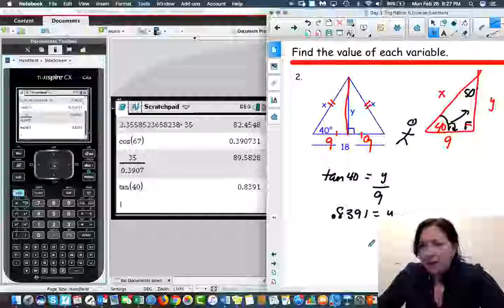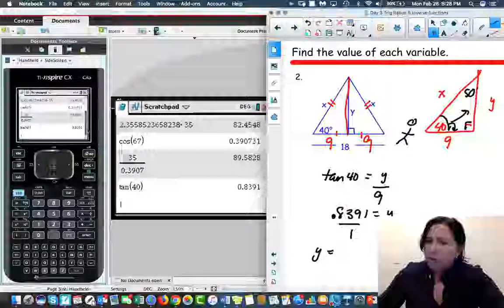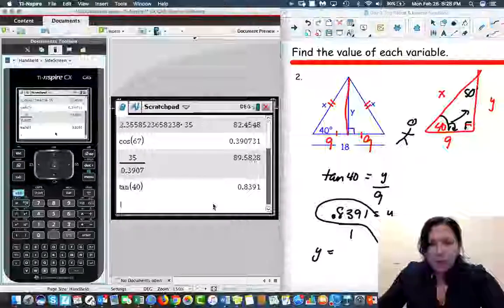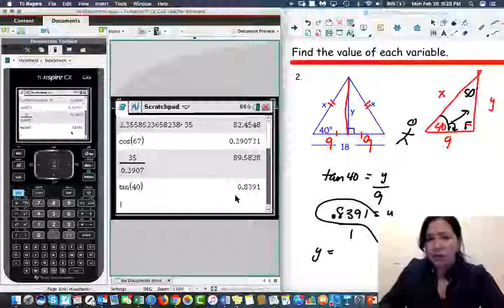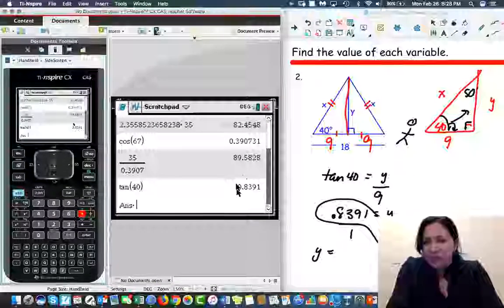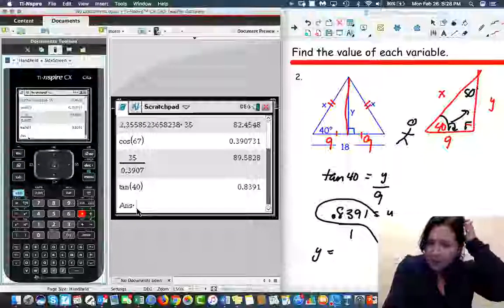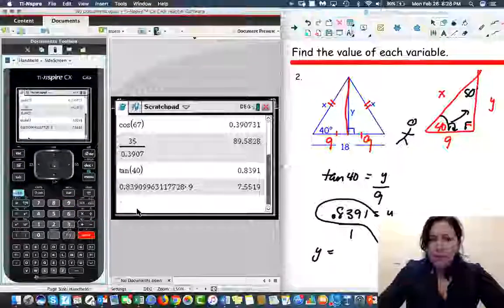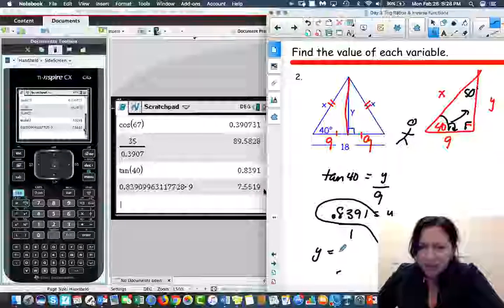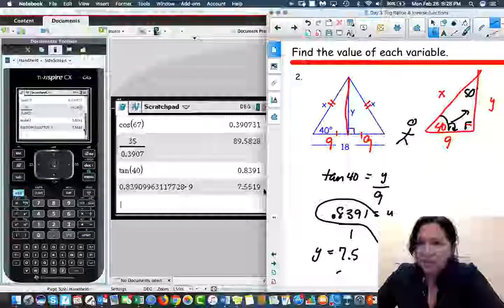So to find y, I need to cross multiply. So I'm going to go 1 times y, which is y. And then I've got to go 9 times 0.8391. So now I'm going to go back to my calculator, and all I have to do is push times, because that automatically takes my answer right there and multiplies it. Now I want to times that by 9, press return, and so now I have 7.56. So 7.5, sorry, I'm going to go with 7.6. Sorry about that.